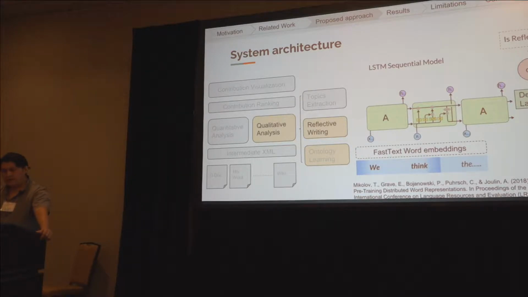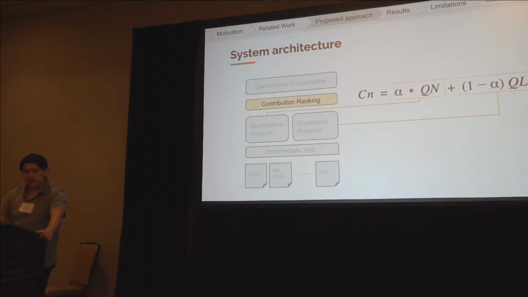So we rely on these two tasks, reflective writing and ontology learning, basically on word embeddings. In this case, we use fastText for doing that. And then we capture those two metrics and we calculate the contribution of the students for each of the terms, qualitative and quantitative. And each term has a factor which is alpha for the quantitative results and 1 minus alpha for the qualitative metrics.